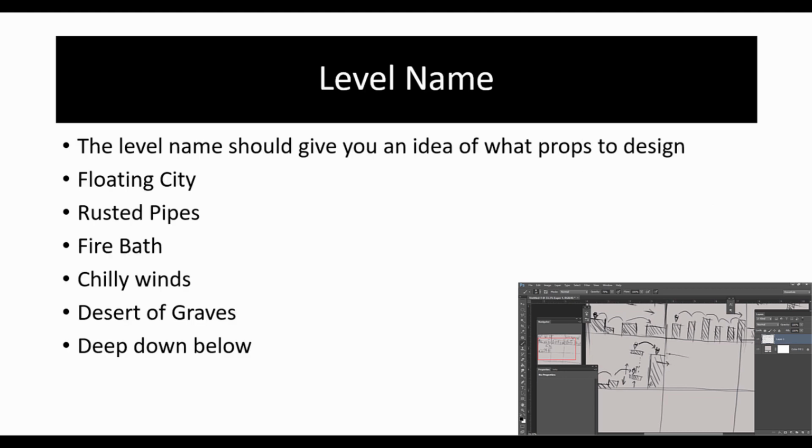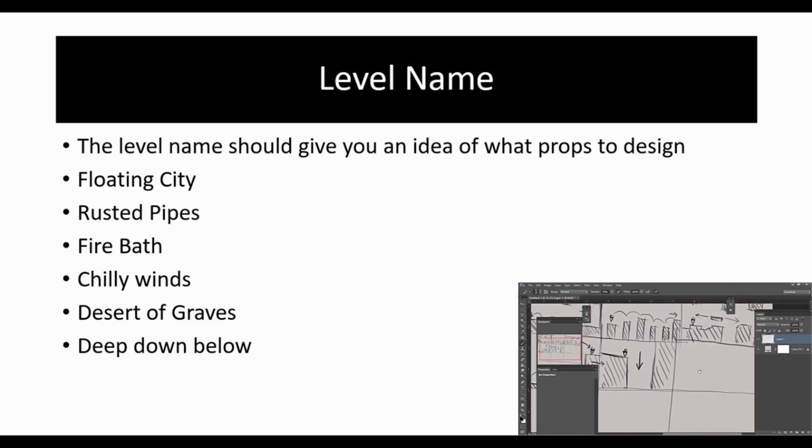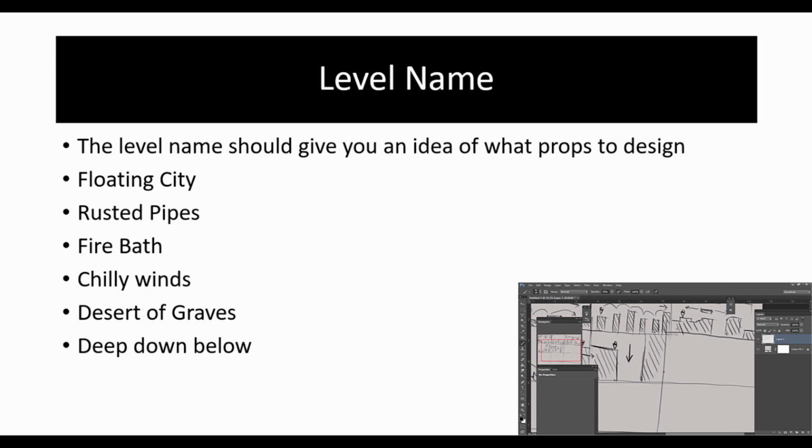Now another very important thing, now we're in the level design proper, is the name of your level. If you can give your level a name, and you tell your team, hey, this is the name of my level, right? Let's say I call my level Floating City or Rusted Pipes or Fire Bath. It should automatically give you ideas of what you expect to see in that level, right? If I say Chilly Winds, you're going to have winds that randomly appear and hurt the player or something like that.